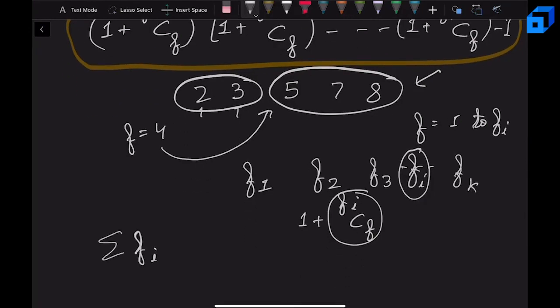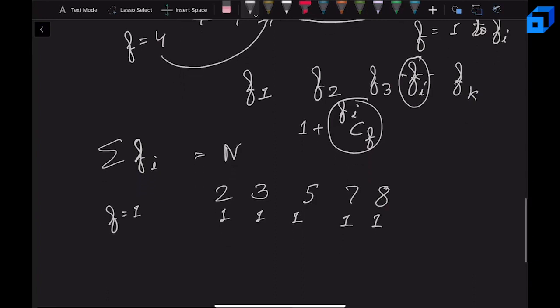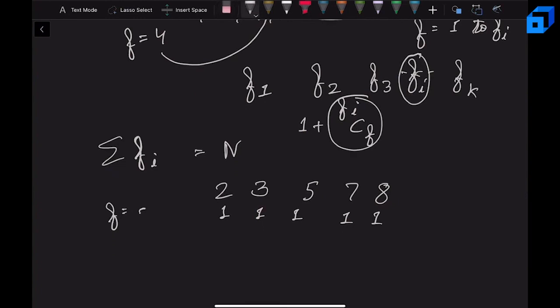So our total time complexity will be sigma fi, which is n, because we know that the sum of frequencies is n. To make it clearer, consider the example 2, 3, 5, 7, 8. For f equal to 1, all the elements will be considered. For f equal to 2, again all of them are considered, so each will be considered twice.